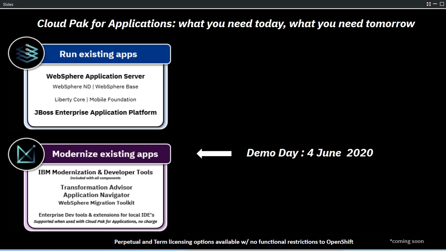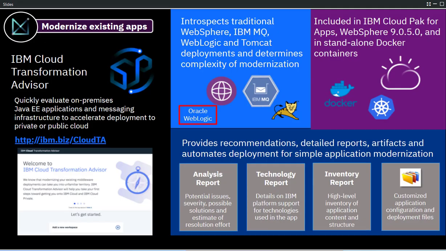So what I wanted to do is just spend a couple of moments before we switch to questions, talking about Transformation Advisor. On this slide, we're looking at where existing applications are running today, particularly around traditional WebSphere and JBoss, and the tools that we have to help modernize those applications and bring them to the container platform. So hopefully you've already heard a little bit about IBM Cloud Transformation Advisor.